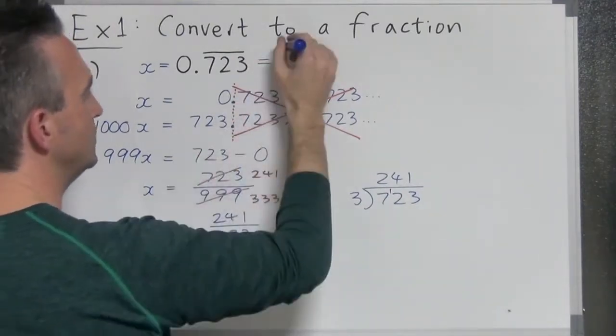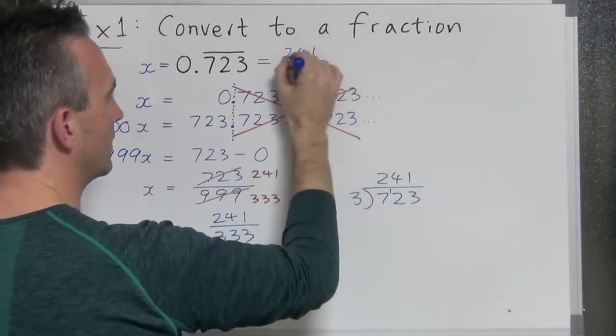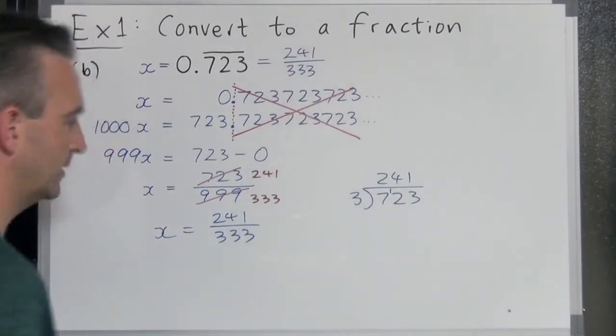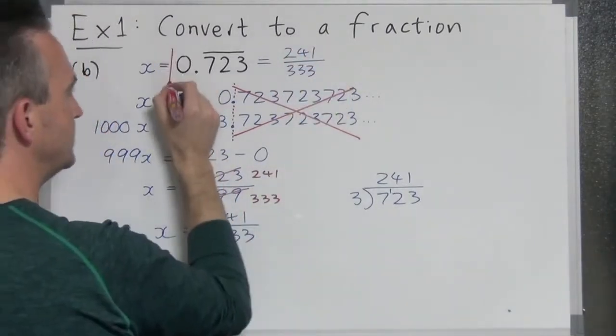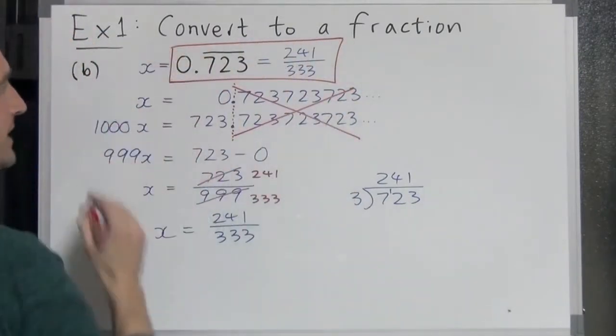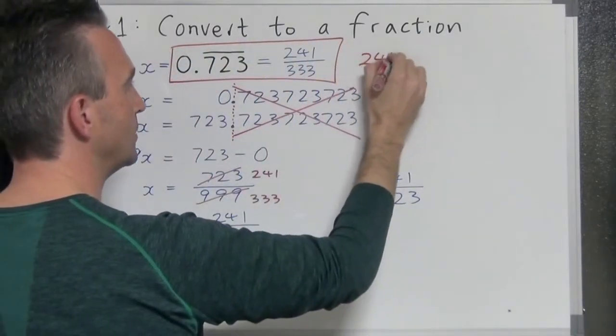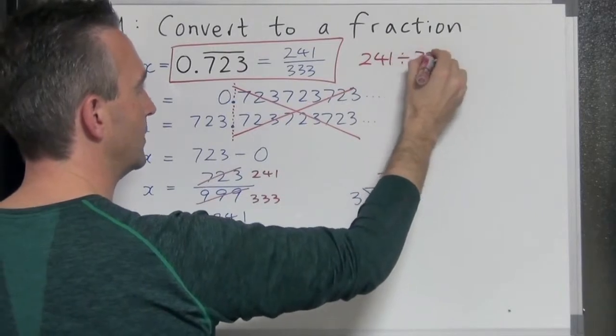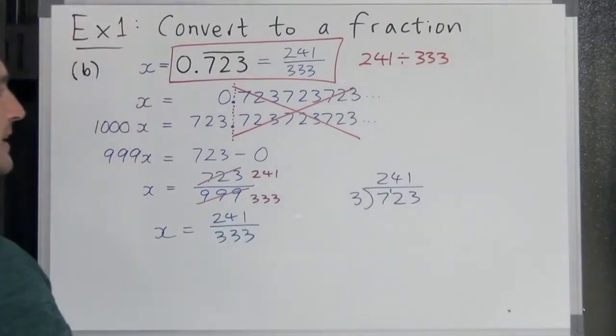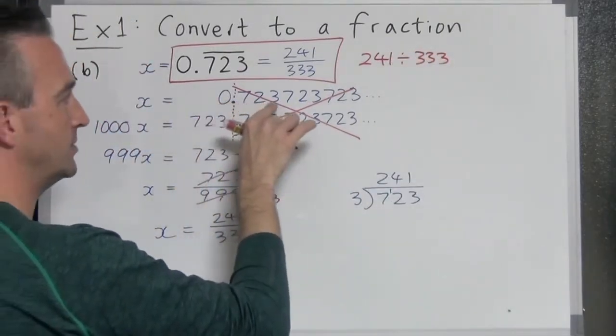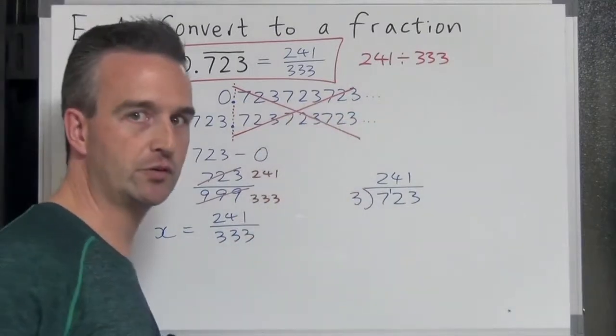Let's put it up here. 241 over 333. And to check that, if you want, you can just go to your calculator and type in 241 divided by 333, and you should get 0.723723723, on and on like so.